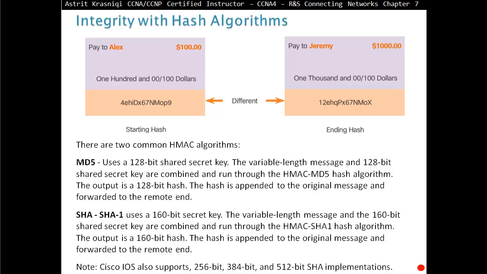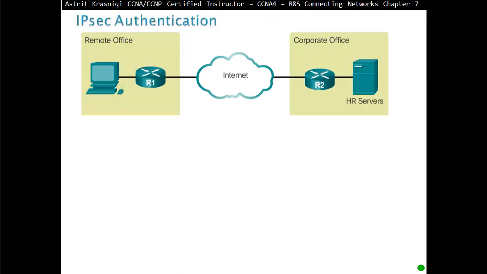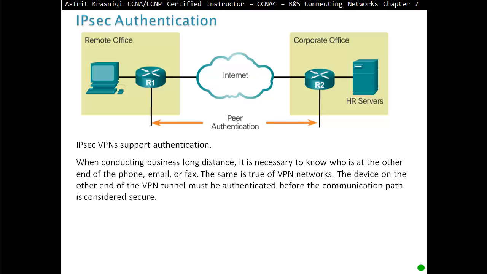Cisco IOS also supports 256-bit, 384-bit, and 512-bit SHA implementation. So, IPsec authentication. We have a remote office with a corporate office. They want to talk to each other. So first, we need to do the authentication. All the peers need to authenticate each other. So IPsec VPN does support authentication.